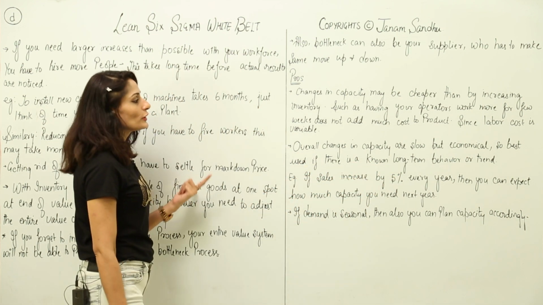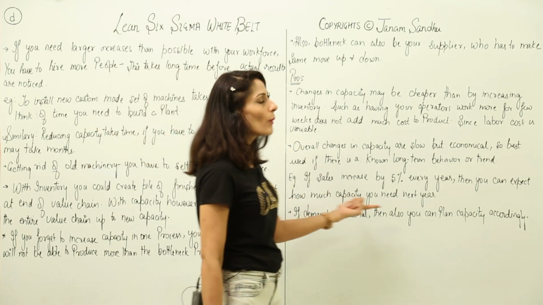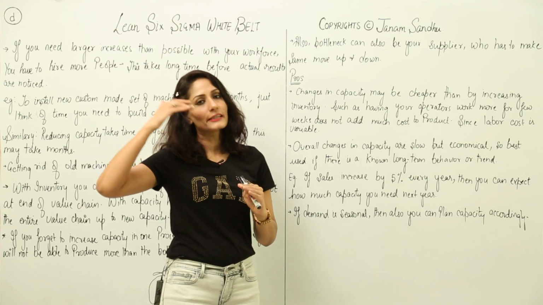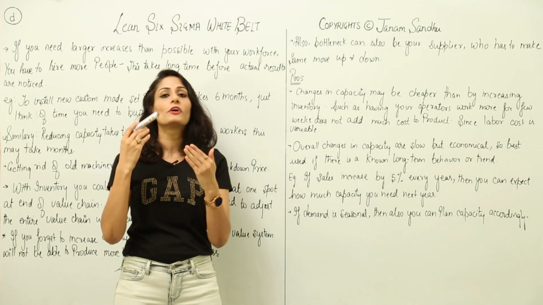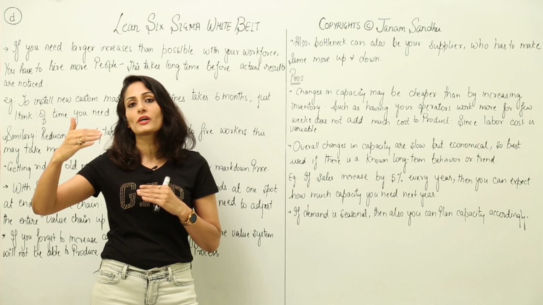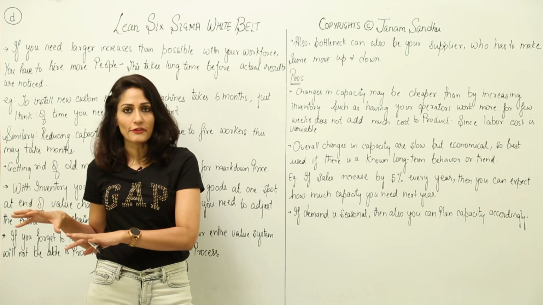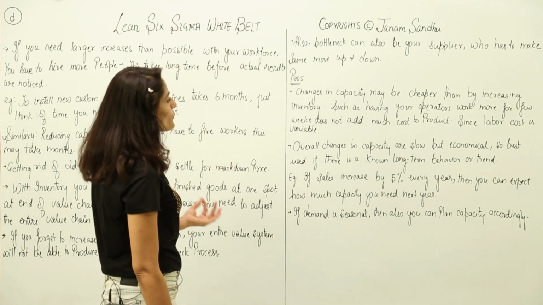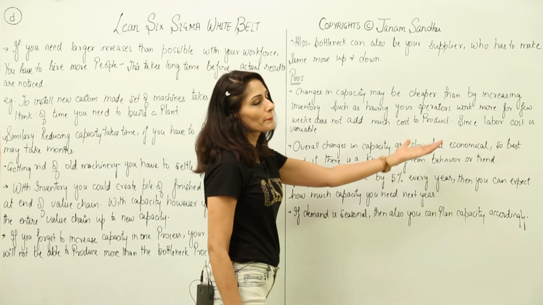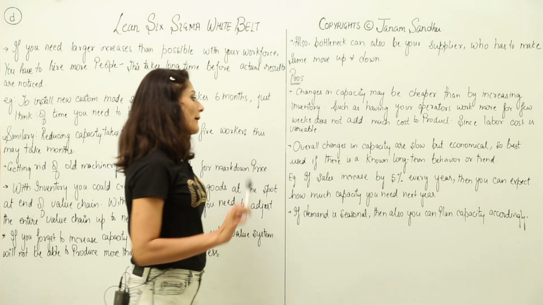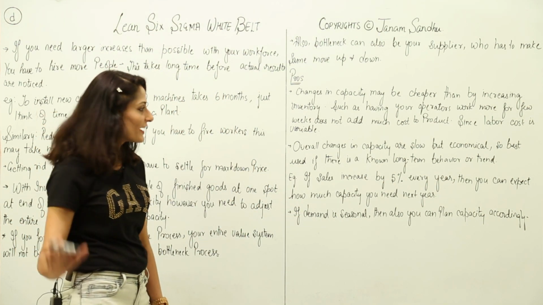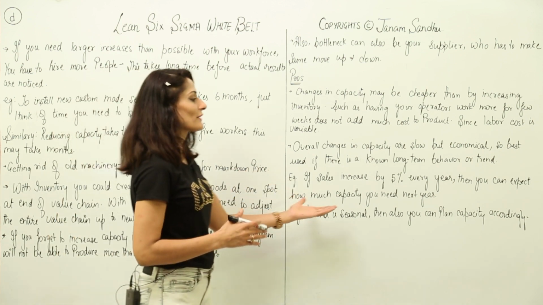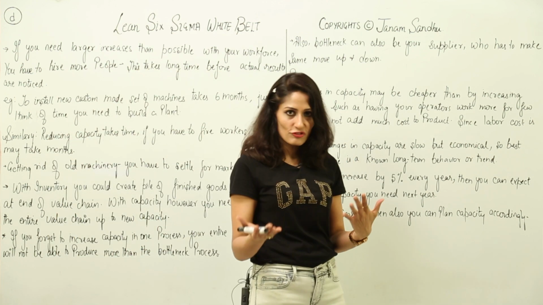Overall, changes in capacity are slow but economical. So if you know that the demand is increasing, you should start working on increasing your capacity instead of inventory, because it's more economical. It is best used if there is a well known long term behavior or trend. For example, if sales increase by 5% every year, then you can expect how much capacity you need to add the next year.